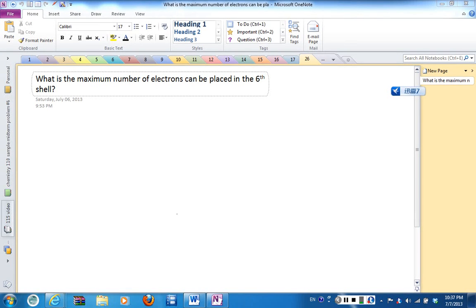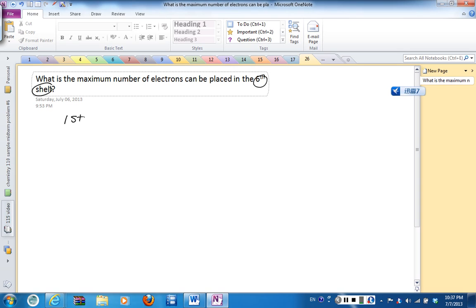What is the maximum number of electrons that can be placed in the sixth shell? Alright, we're talking about electron configurations here. And remember, we're not talking about a certain orbital. We're talking about an entire shell, the sixth shell. Just to refresh our memory a little bit.